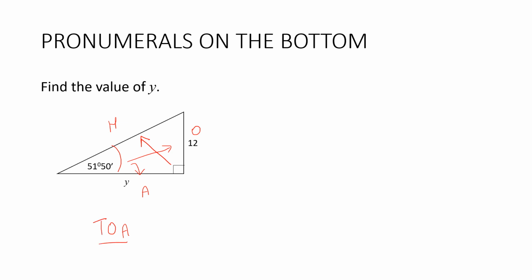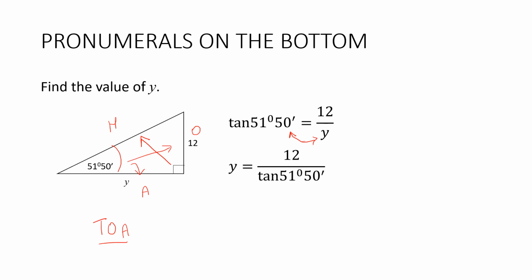SOH CAH TOA. It's tan. All right, let's follow that. Tan 51 degrees 50 minutes is equal to the opposite side, which is 12, divided by the adjacent side, which is y. There is our equation. Let's use the shortcut this time. So we're going to switch the y and the tan 51 degrees 50 minutes. So y is equal to 12 divided by tan 51 degrees 50 minutes. You can use your fraction button if you want to, or the divide by button. Either way, we're going to end up with 9.4.